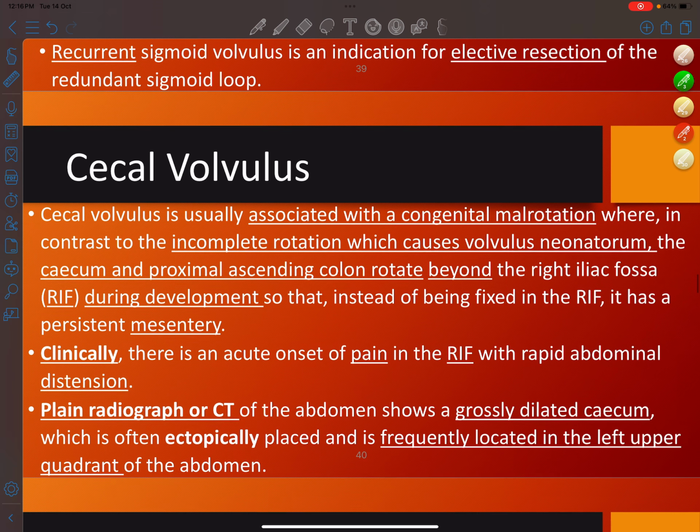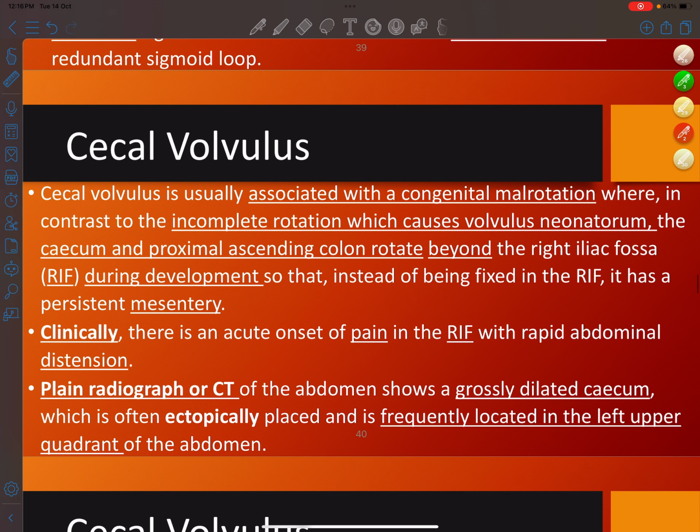Cecal volvulus, another event which happens in the cecum. It's uncommonly seen, in fact, but also presents with the same picture of sudden dilatation with the risk of strangulation and ischemia.